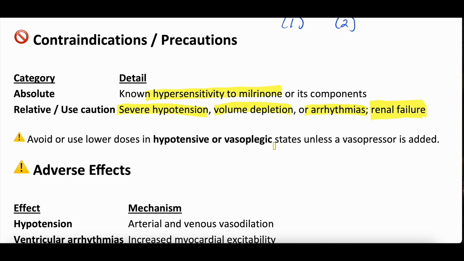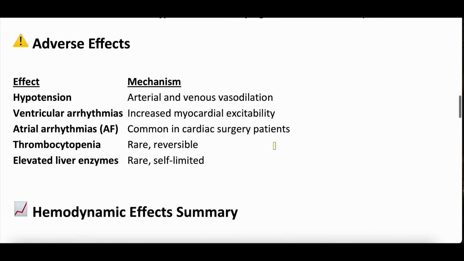All right, adverse effects of Milrinone. Well, as we mentioned, it's an arterial and venous vasodilator, so you get hypotension. You also get ventricular arrhythmias, right? It increases myocardial contractility. Anything that increases myocardial contractility can increase the incidence of ventricular arrhythmias. Same thing with atrial arrhythmias. It can increase risk of atrial arrhythmias.